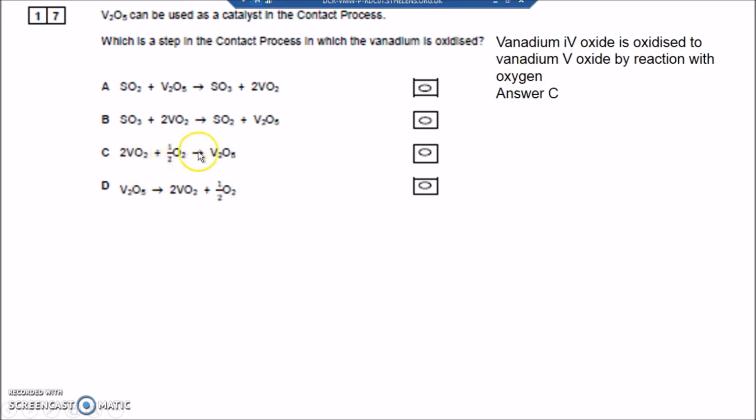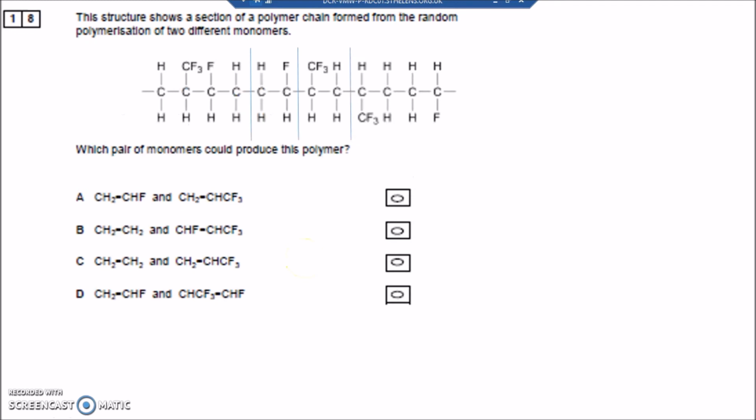2VO2 plus half O2 go to V2O5. That's one step in the contact process. Let's have a look then. The structure for question 18 shows a section of the polymer. If this is an addition polymer, look at the carbon backbone right down the middle, a very strong carbon-to-carbon backbone, and that's why something like this is not biodegradable, because the carbon-to-carbon bonds are strong.